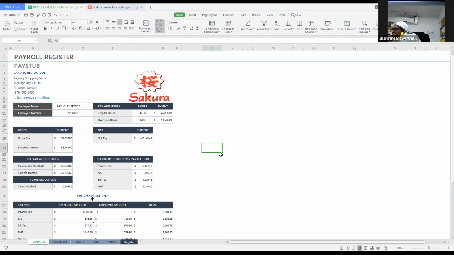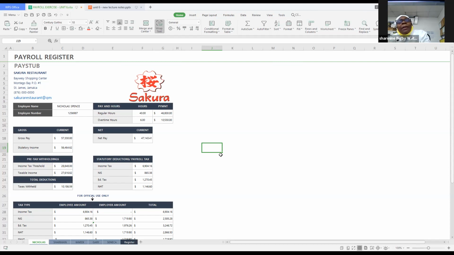So that is 865.38. Okay, so that's your NIS. Now you need to find the statutory income because remember, PAYE and education tax involves statutory income. So the statutory income would be your gross pay minus NIS minus pension if you have pension. But since you don't have no pension, you're just going to take away.